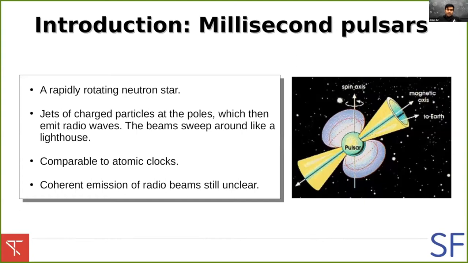To give you some context, we are interested in millisecond pulsars, which are rapidly rotating neutron stars having a spin period of less than 10 milliseconds. These objects emit jets of charged particles above the magnetic poles, which are then accelerated and emit radio waves. So these beams of radiation sweep around like a lighthouse as the star rotates. And on Earth, we observe these pulses of radiation, which are so precise that they can be compared to atomic clocks. However, the coherent emission of radio waves in these beams still remains theoretically unclear.